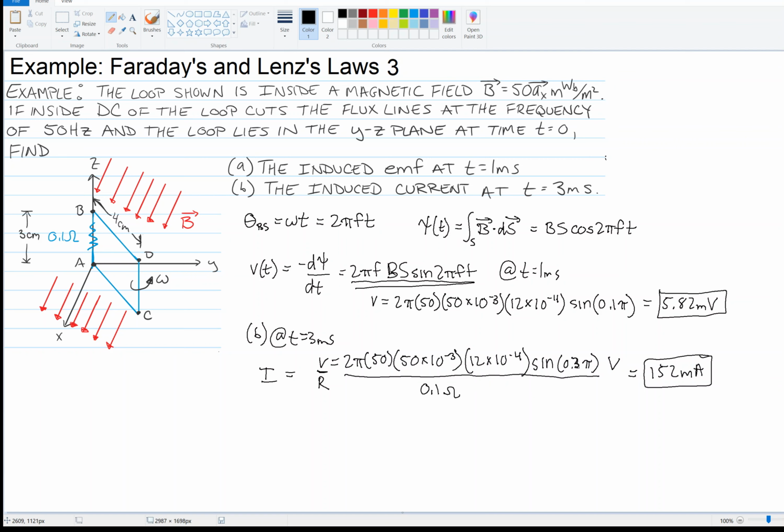And before I push stop here on my recording device, I just want to point out that this is an example of an AC generator, believe it or not. So what we've got here is this coil that's rotating around in a magnetic field, and that coil produces an AC voltage, a sinusoidal voltage. We've got it right there. V of t is equal to 2 pi f B S sine, right? It's a sinusoid. So this is an AC generator.